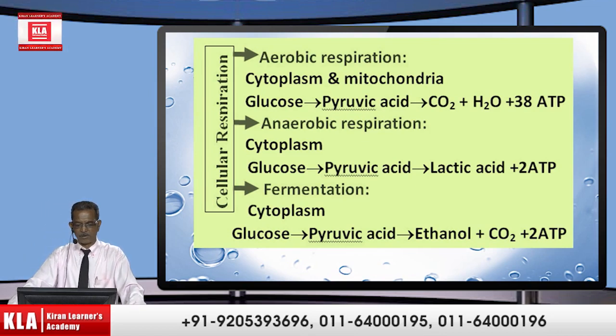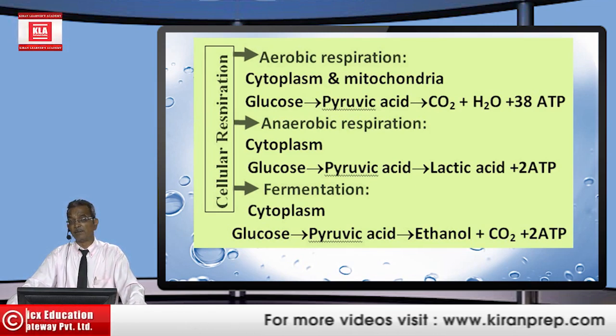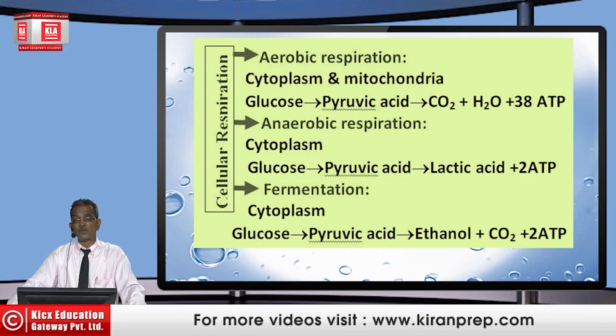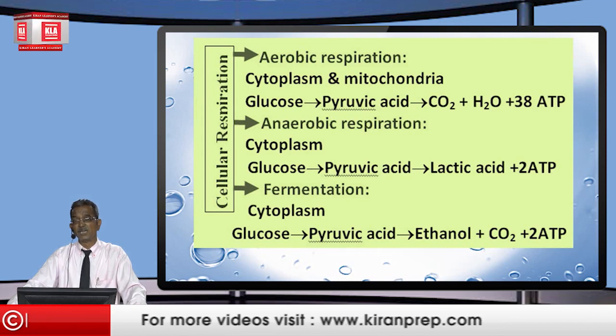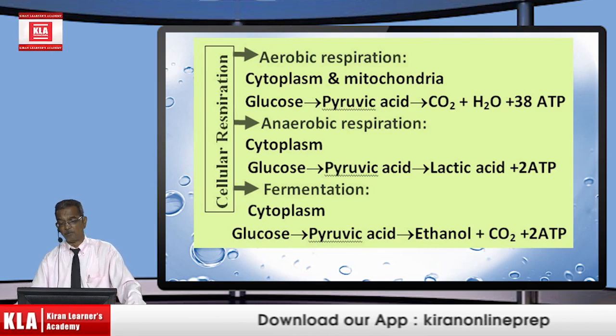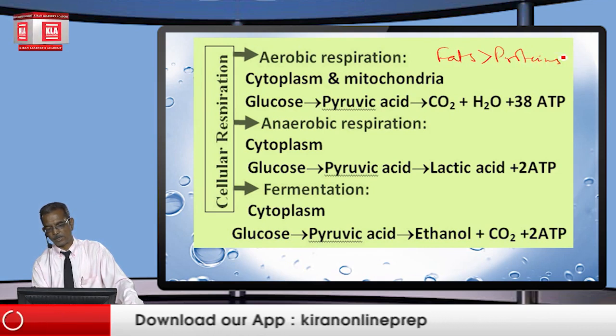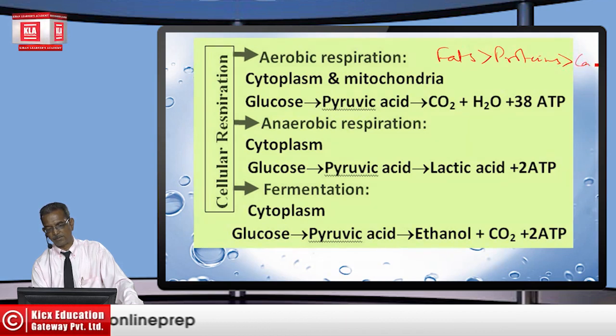Now, when it comes to cellular respiration, there are three different modes of cellular respiration of the food taken in. Here we are talking of food in the form of glucose, because glucose is one of the major sources of energy in the body. Protein and fats can also yield energy. Fats yield more energy than proteins, and proteins yield more energy than carbohydrates.